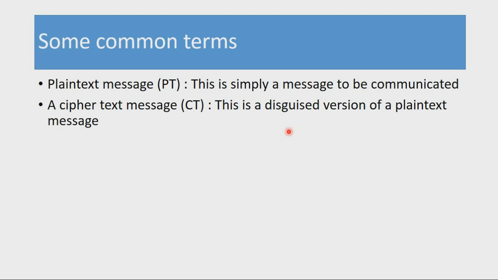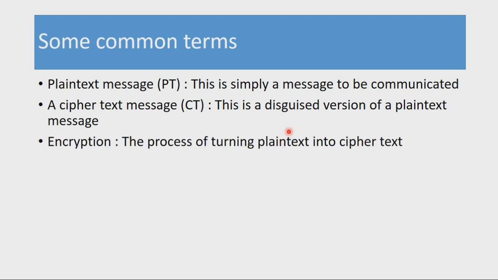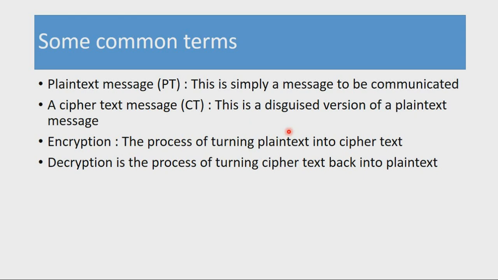Now, the third is encryption, which is simply the process of turning plain text into ciphertext, which means on the sending side, Bob has to encrypt the message. And decryption is just the opposite, which involves turning ciphertext back into plain text, which happens on the receiving side, where Alice has to change the message back to the original form, and that's simply known as decryption.